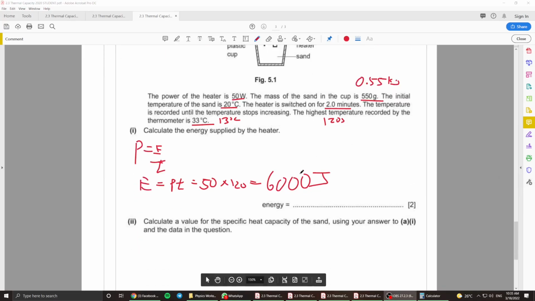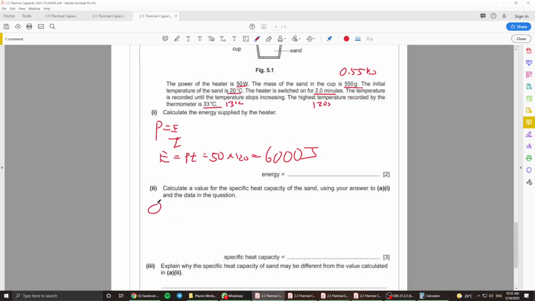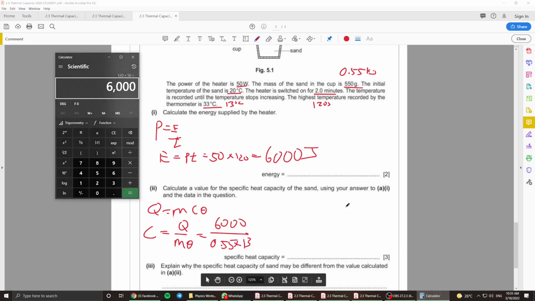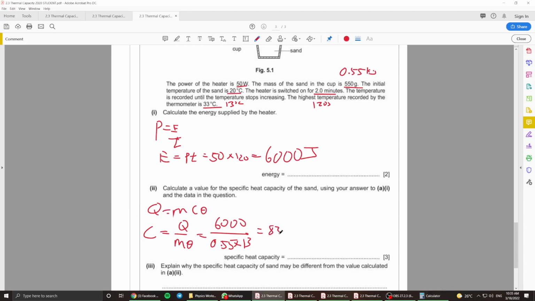Then, moving on, calculate a value for the specific heat capacity of the sand. Specific capacity: Q is equals to M C theta. C will be equals to Q over M theta here, which is going to be 6,000 divided by 0.55 divided by the change in temperature, which was 13. So press that in the calculator: 6,000 divided by 0.55 divided by 13 here. You're supposed to get 839 joules per kg degree Celsius.